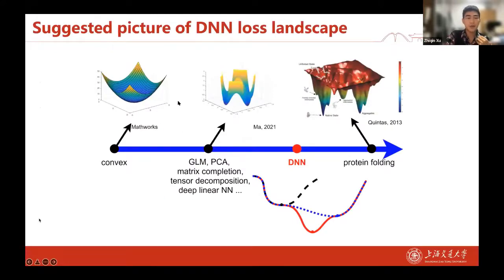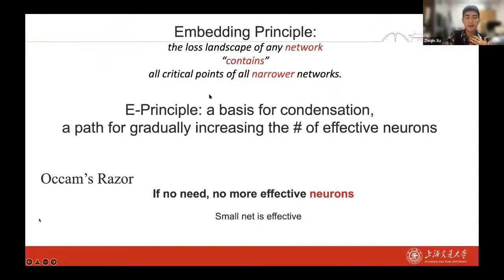Finally, I want to use this picture to conclude my talk. The neural network's loss landscape is not as easy as a convex function. Also, it's not as complicated as a protein folding loss landscape. It may have some special hierarchy structure that enables us to train it well. So this will be my final slide. That is the embedding principle: the loss landscape of any network contains all critical points of all narrower neural networks, which serves as a basis for condensation, a path for gradually increasing the number of effective neurons. Okay, I will end my talk here.